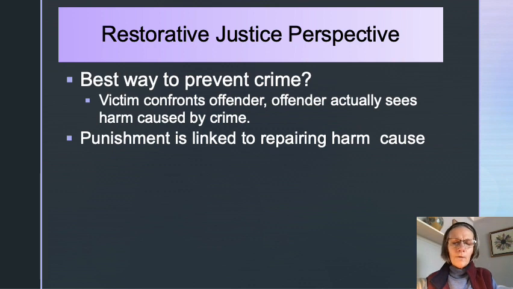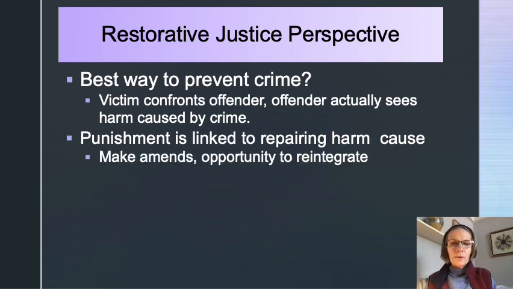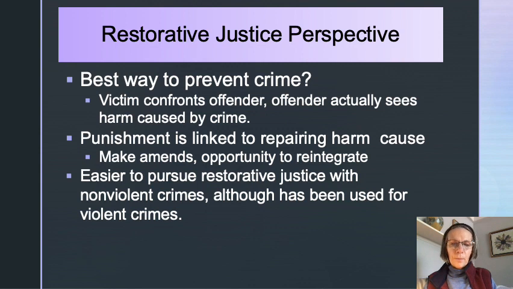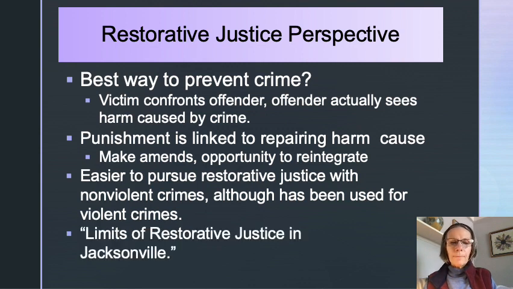Now, clearly not all offenders are capable of doing this. Clearly not all victims are willing to participate in this. But this is the ideal that the restorative justice perspective is shooting for, that they want the punishment linked to repairing the harm, making amends, opportunities to integrate.